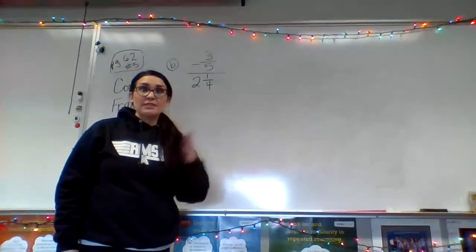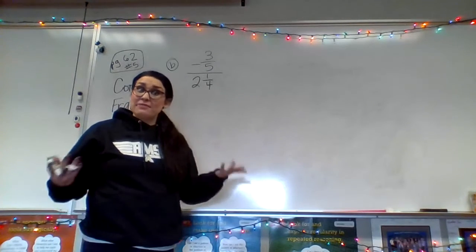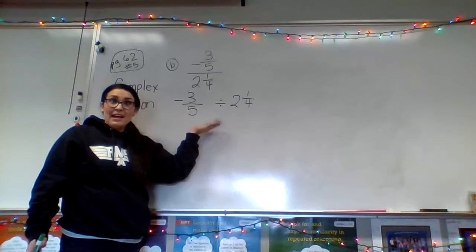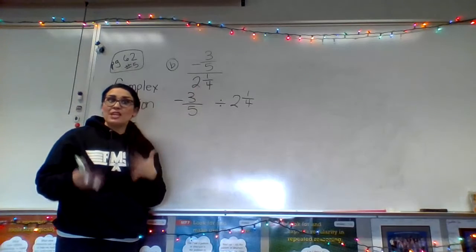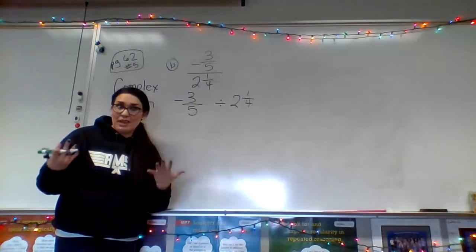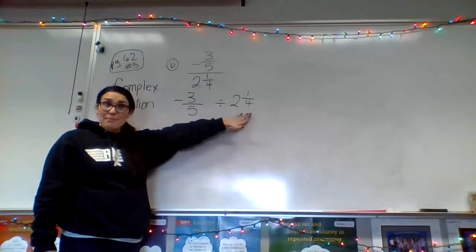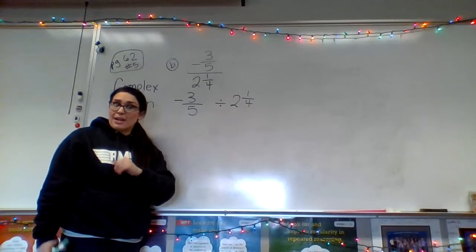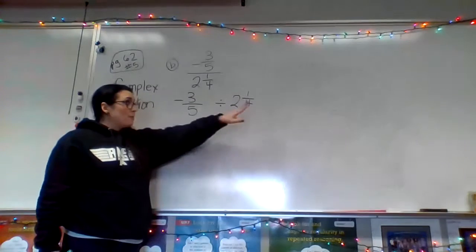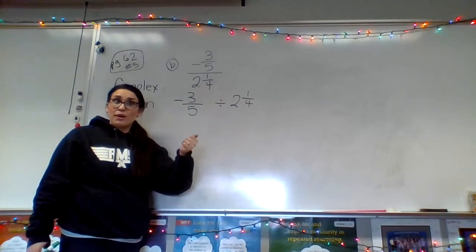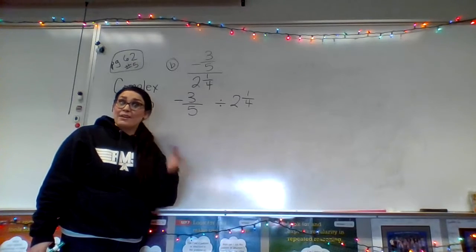So remember, first, I'm going to rewrite this as a division problem. So all I did was I just wrote this as a division problem now. Again, same value, my friends. We're just changing the look of it so that it's in a format that we can actually work with. So now I know that I need to convert this mixed number into an improper fraction so that I can continue. So remember, you do 4 times 2 plus that 1. So 2 1/4 as an improper fraction would be 9/4.